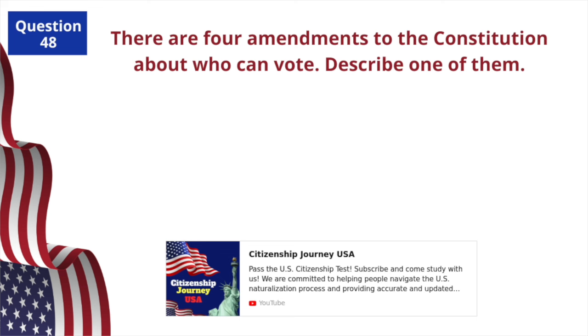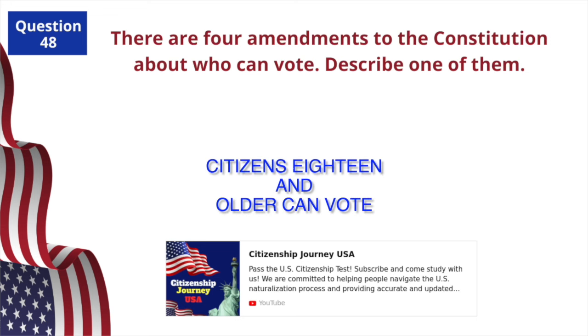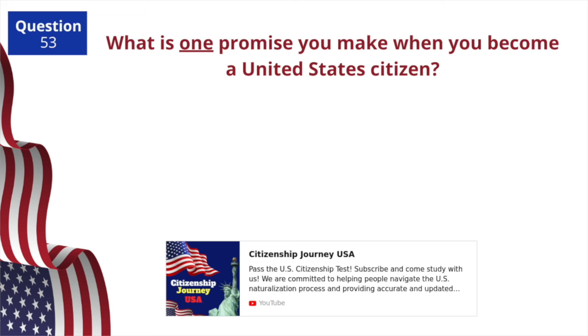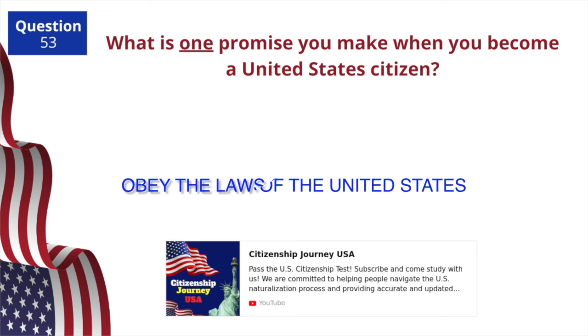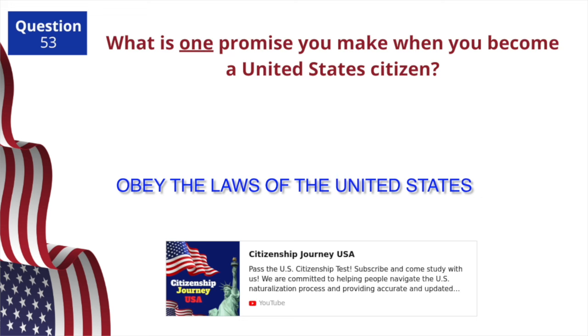There are four amendments to the Constitution about who can vote. Describe one of them. Citizens 18 and older can vote. What is one promise you make when you become a United States citizen? Obey the laws of the United States.